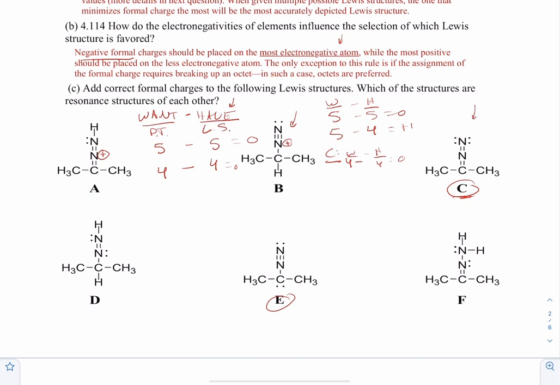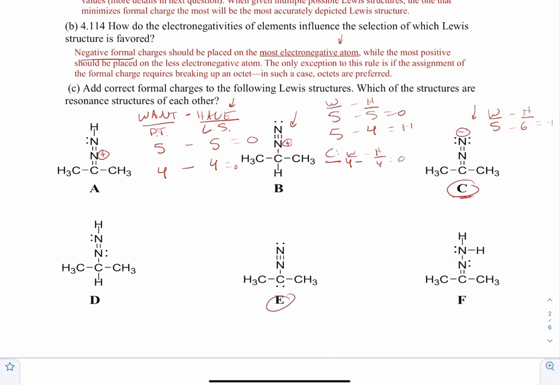All right, letter C now. Same thing again, looks like, except this time we've got 2 lone pairs on this nitrogen. So now we know it wants 5, but in this structure, what does it have? It's got 2, 4, 5, 6. So I'm going to say 5 minus 6. That's a -1 this time. So now it's got a -1 formal charge. Okay, so I'm going to put -1.